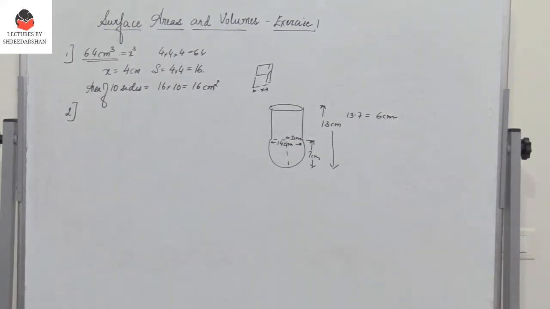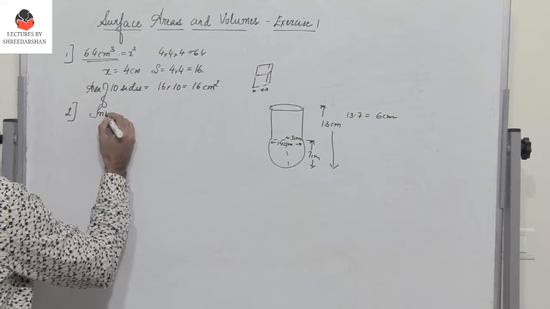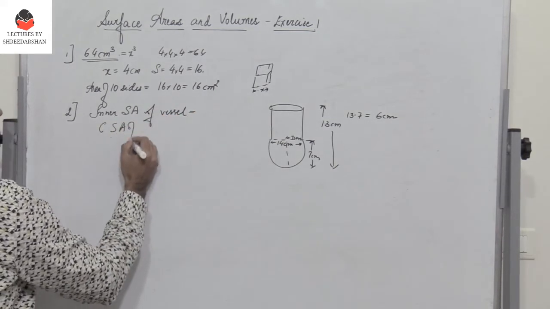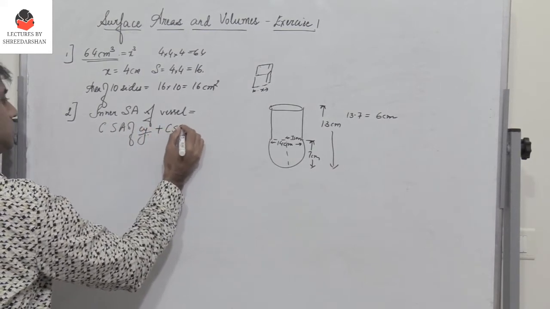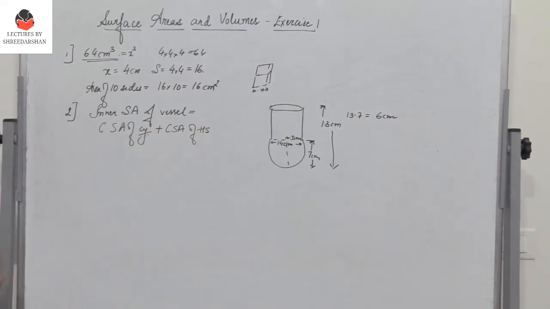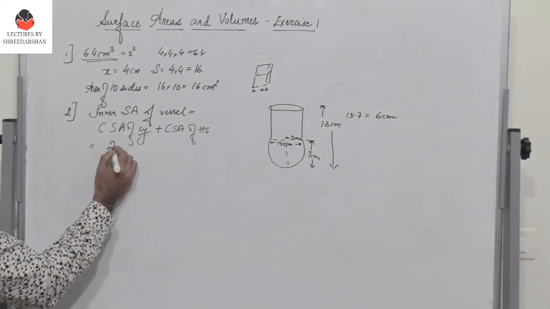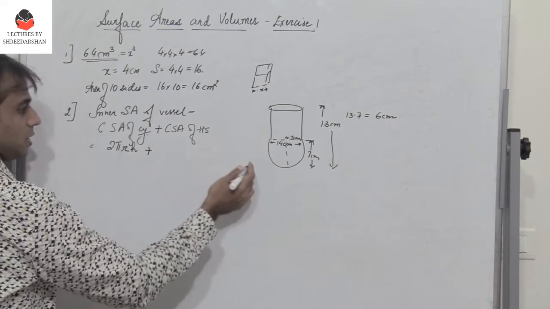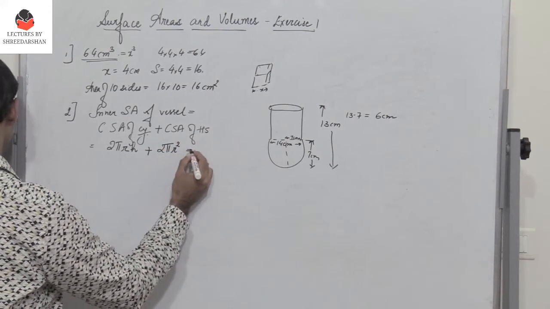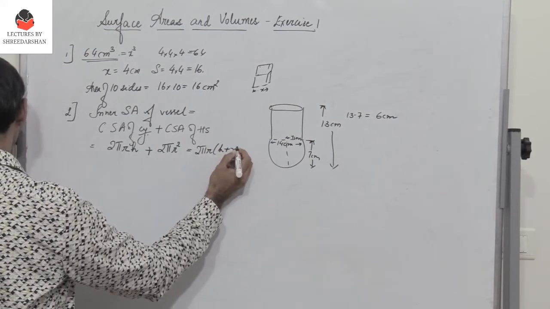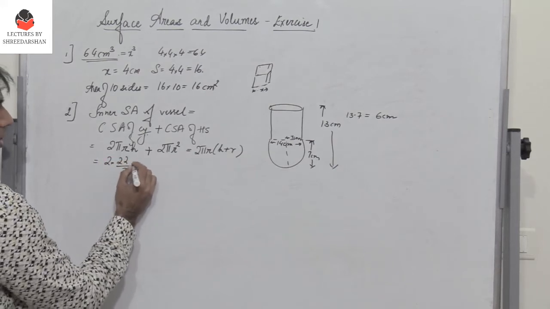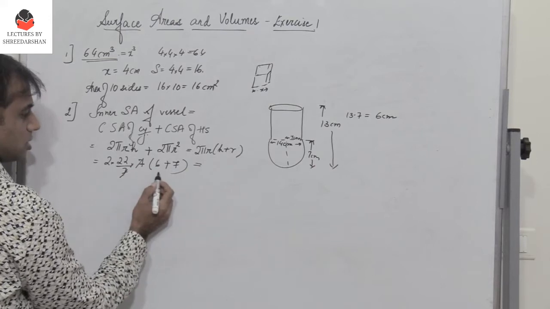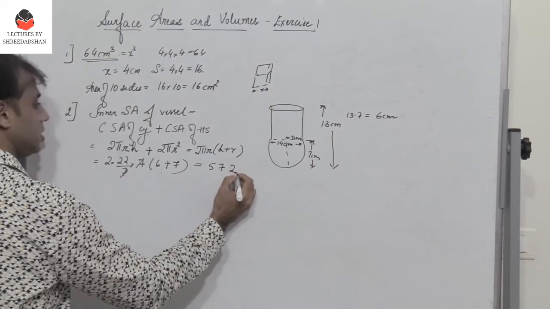So we need to find the total surface area. I'll write SA for the surface area of the vessel, which is nothing but the curved surface area of the cylinder plus the curved surface area of the hemisphere. I'll write HS for hemisphere. So we know the formula: the curved surface area of the cylinder is 2 pi r h, where r is the radius, which is 7, and h is the height, which is 6, plus the surface area of the hemisphere, which is 2 pi r square. So I can take 2 pi r common, so I get 2 pi r into h plus r. So I get 2 into pi, which is 22 by 7, into r, which is again 7, into h plus r, which is 6 plus 7. So 7 gets cancelled, so this is 13 into 2 into 22, so we get 572 centimeters square.